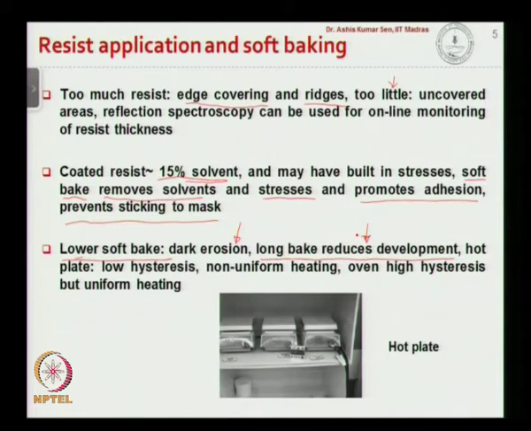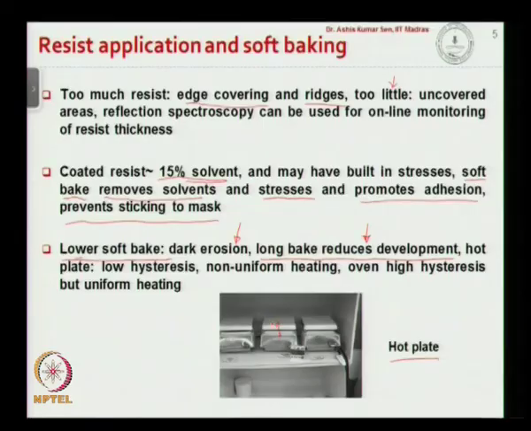Now the way we bake is using a hot plate. That is one approach. We can also use ovens. The hot plates have a heater at the center of the plate. One good thing about a hot plate is that the hysteresis is low. That means the heating and cooling can be achieved pretty quickly. Let us say you increase the temperature to 95 and you want to bring it back to 70, the amount of time that you need is very less.